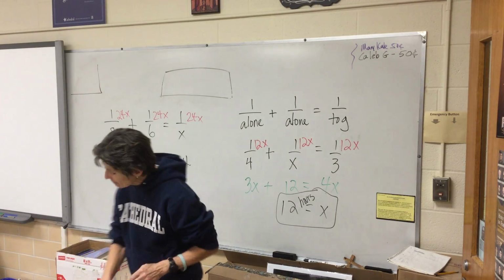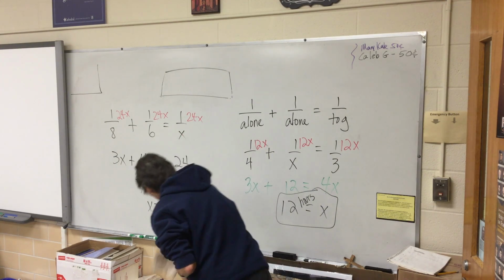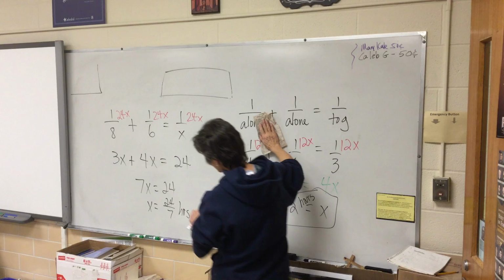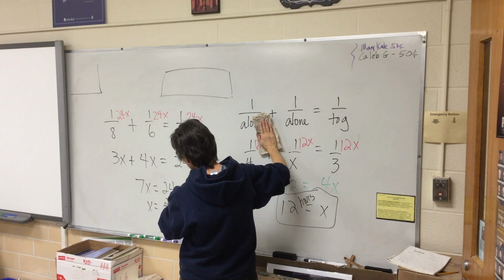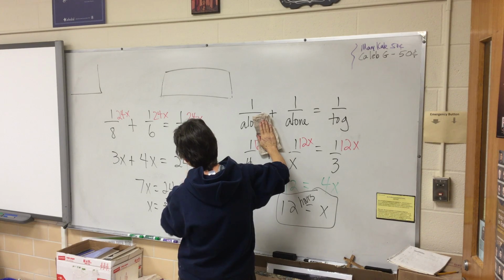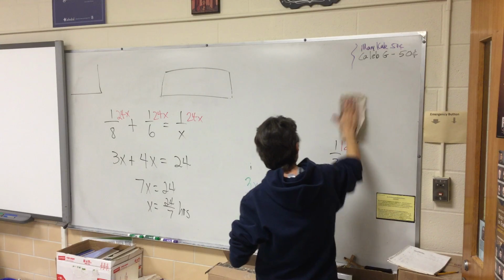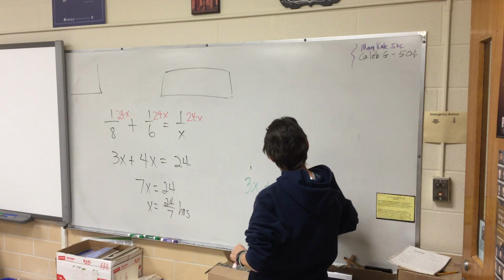It's okay to get a fraction. Sometimes that happens. It's okay. That's a little over 3 hours. 24/7 is a little more than 3. So if they work together, they can get the job done in a little more than 3 hours.